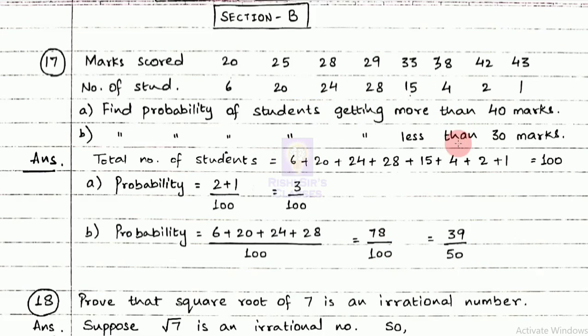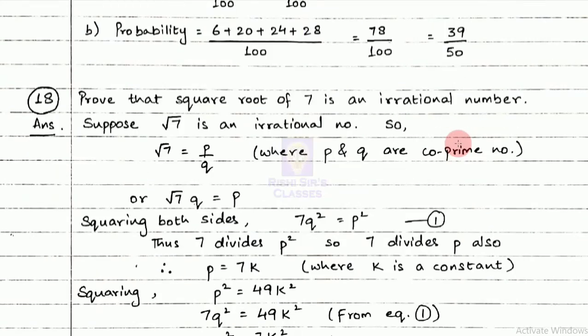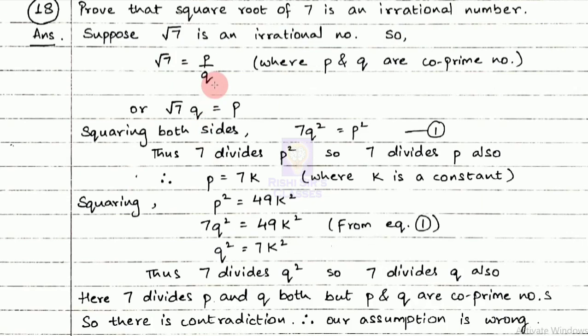Moving on to question number 18. Prove that the square root of 7 is an irrational number, meaning root 7 is irrational. That is a simple format. Assume root 7 is equal to P upon Q. We will take Q to the other side and square it. 7Q square is equal to P square.